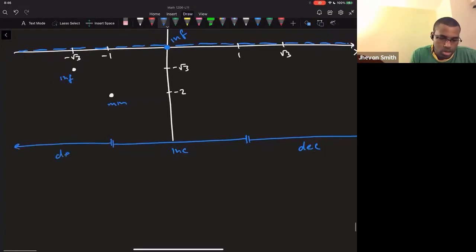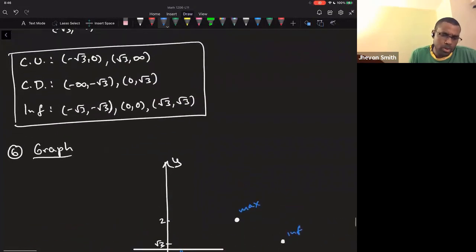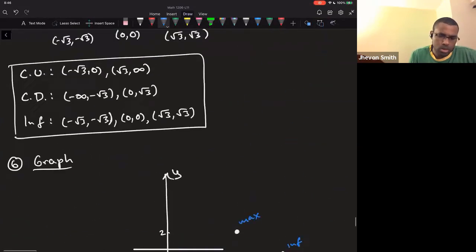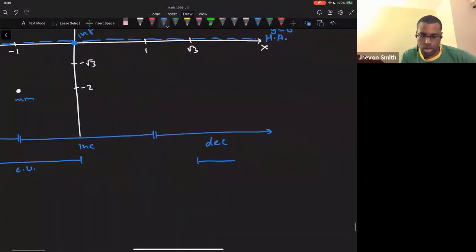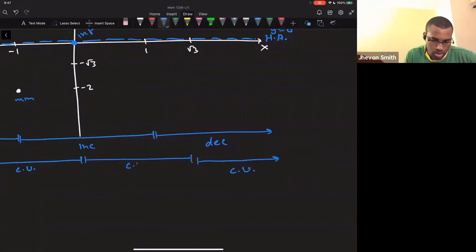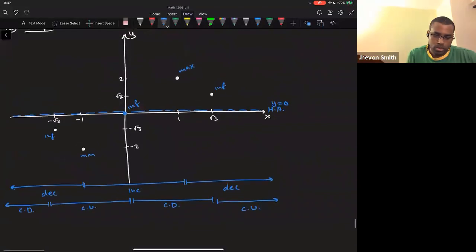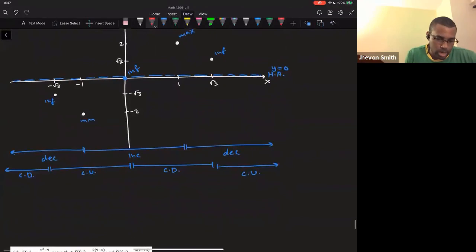Concavity. Concave up between here and here, concave down elsewhere, and with that I can now draw the graph.